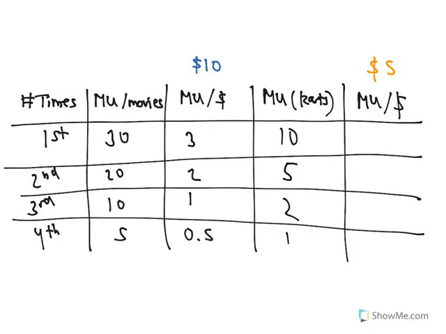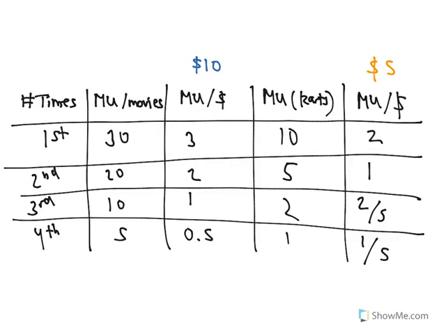And that's expressed in utils. So 3 utils per dollar, 2 utils per dollar, 1 util per dollar, a half a util per dollar. And then over here, we divide by 5. So 2, 1, 2/5, 1/5. Those are our marginal utilities per dollar spent on both goods.